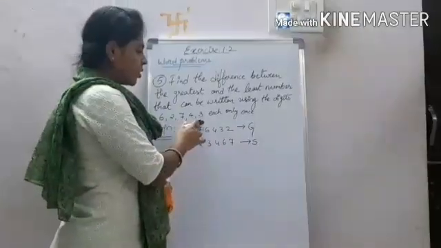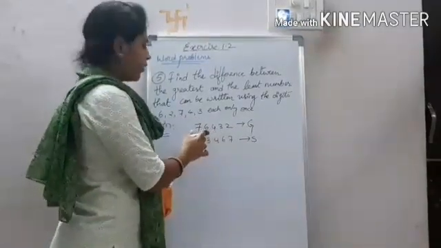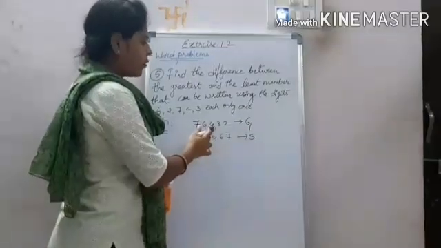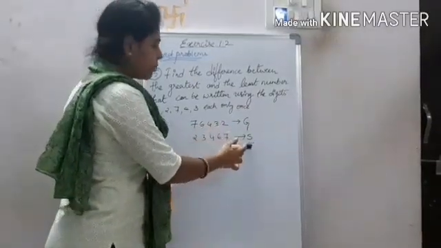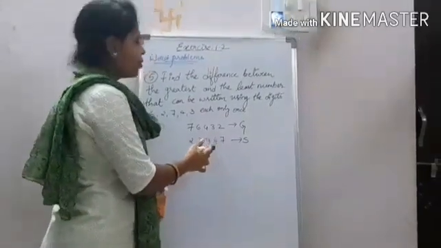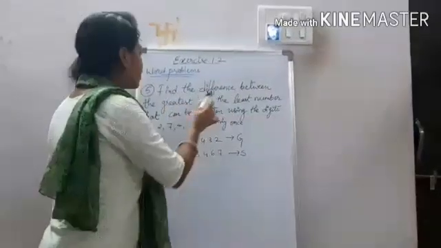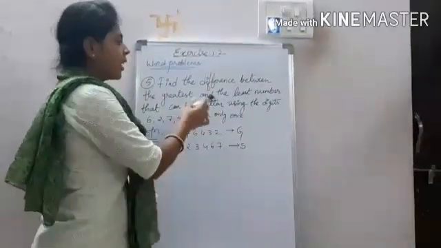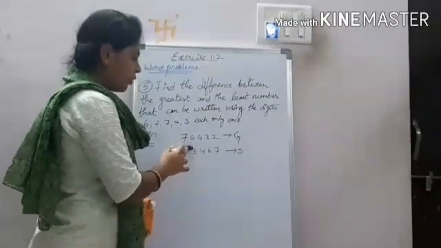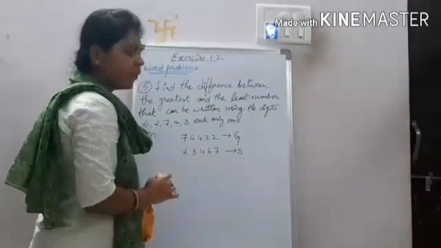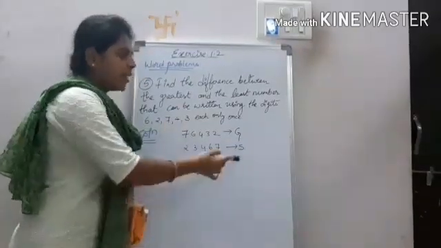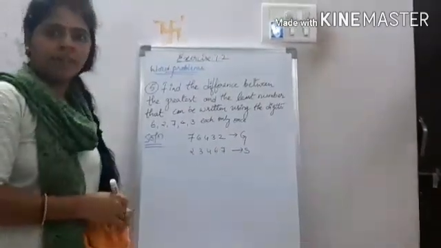Now using these digits you made numbers of 5 digits. So the greatest number became 76,432. The smallest number became 23,467. What they are asking is to find the difference between these two, meaning the greatest and the least number. So after forming these two numbers, you have to find the difference. Make a rough column and try this out. Okay? Start.